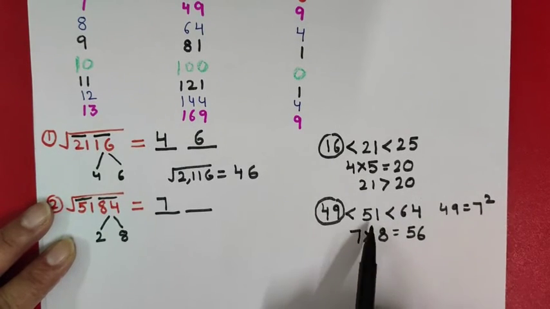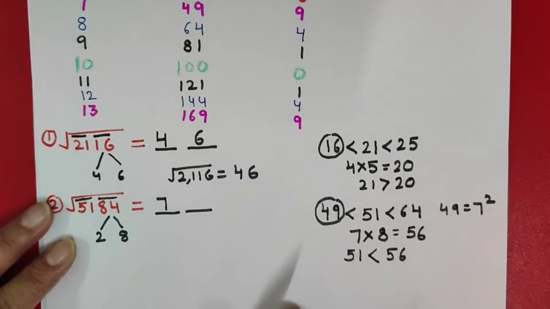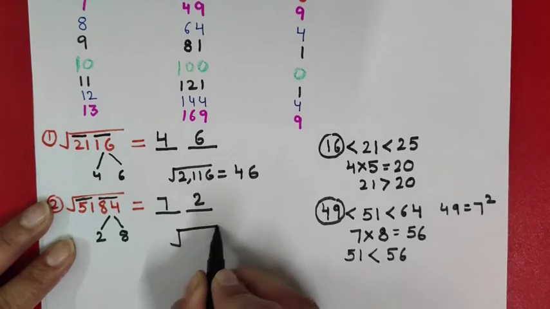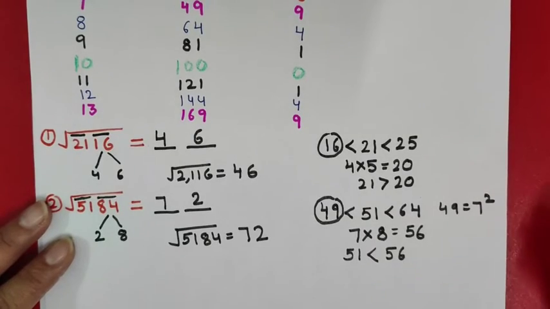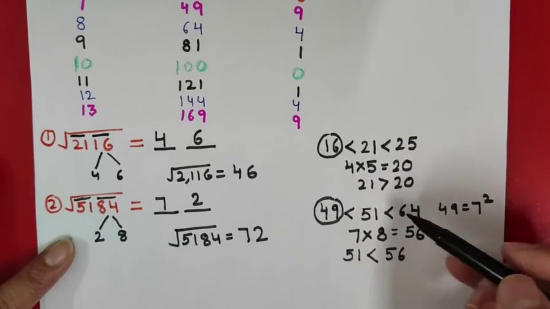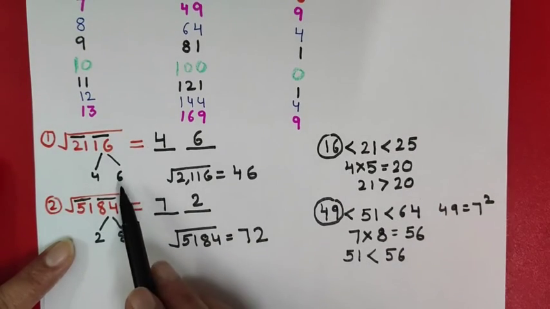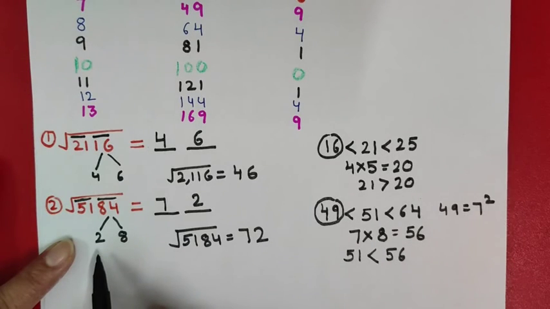56. Compare 51 and 56. Now since 51 is smaller than 56, we will go with the smaller number. Which is smaller among 2 and 8? 2. So we will go with 2. Here comes our answer. Just by observing or looking at the number, we come to the conclusion that this is the answer of our number. Right? Here the number 21 was greater than 20, so we chose the bigger number. Here 51 is less than 56, so we go with the smaller number.